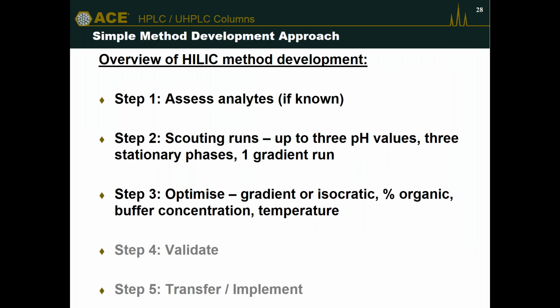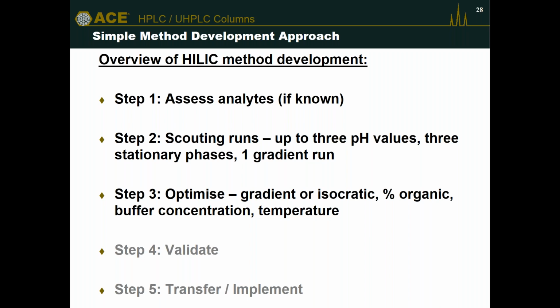Now here we have an overview of method development, and first of all, assess your analytes. What do you know about them? Do you know anything about their solubility? Do you know their log P values, their structures, and so on? This can help guide you with your phase choice and your mobile phase choice. Secondly is to do some scouting runs. For HILIC, we recommend 3 different pH values on 3 different stationary phases using a gradient run. You can then stand back and look at the data and choose one of those different options to optimize further.